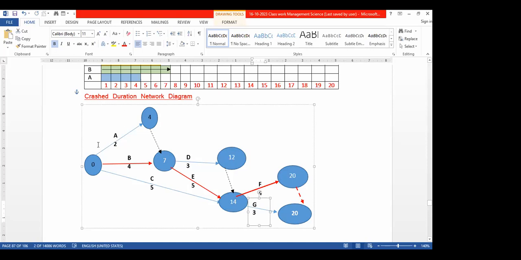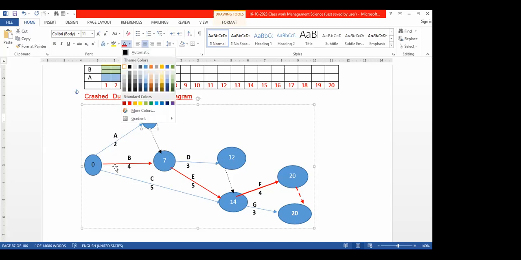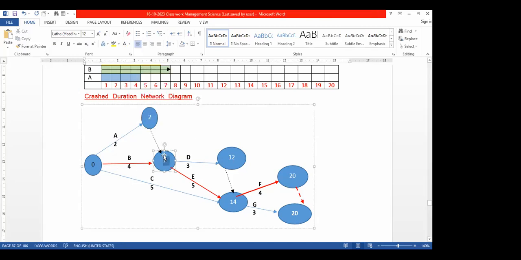You have to draw it separately. Don't do it on the same one. You have to draw separately and do the calculation. So starting from 0, then it becomes 2. This is 2. Then this is 4. 4 plus 3, 7.